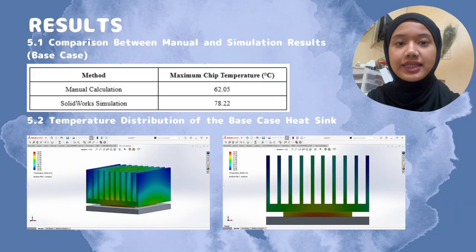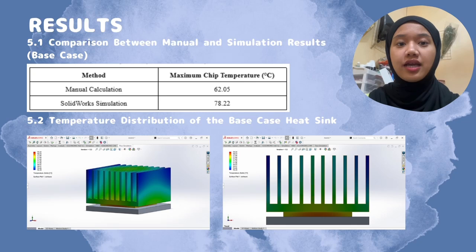This section summarizes results from both manual calculations and SolidWorks flow simulation, including a comparison of analytical and simulation temperatures for the base case design, visual observations from temperature and flow plots, and outcomes from the parametric study conducted in phase 3. The initial heat sink design was evaluated through manual heat transfer calculations, yielding a predicted maximum chip temperature of 62.05 degrees Celsius, which is below the allowable limit of 85 degrees Celsius.